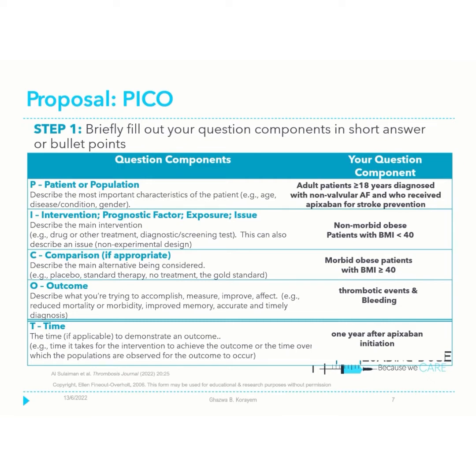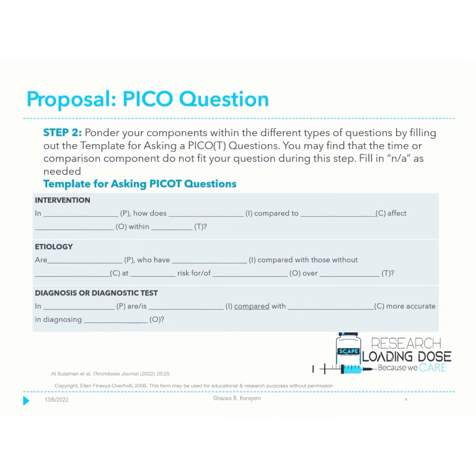Following that, if we had everything set in mind, we will be able to have the question ready. So following the same template of the PICOT, we will fill in the patient as adult patients with AFib receiving apixaban, non-morbidly obese patients compared to morbidly obese patients, and the effect of receiving apixaban on effectiveness and safety within 1 year. So we filled in the PICO elements in that question, and we had the research question ready for us.